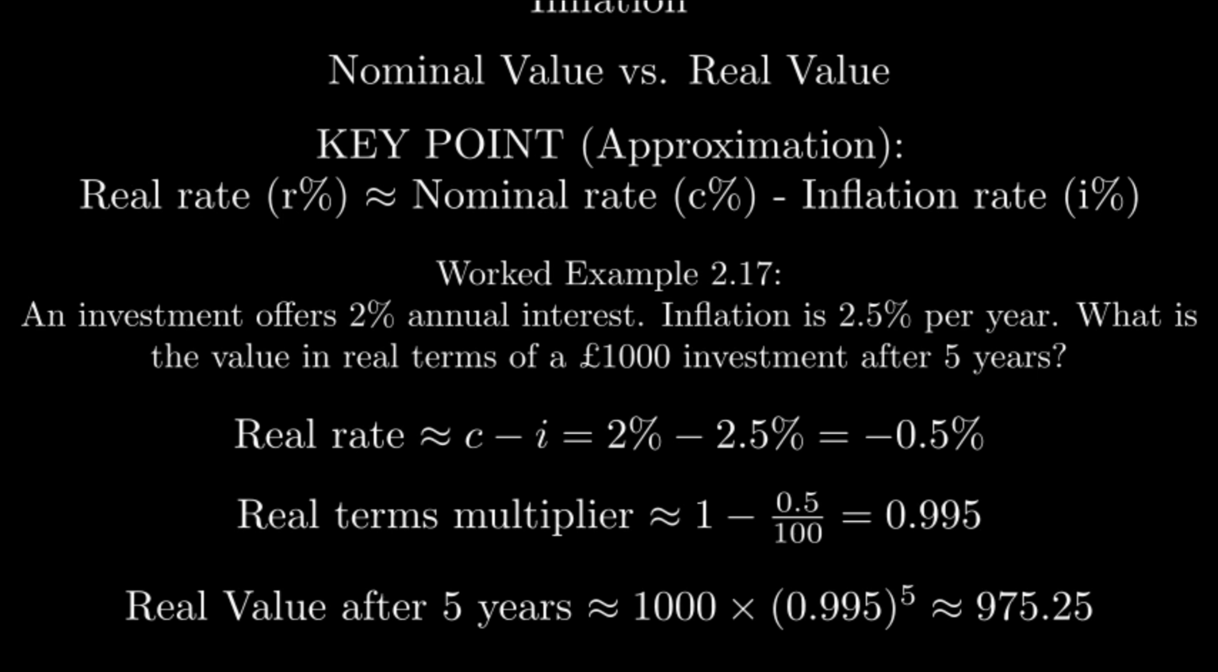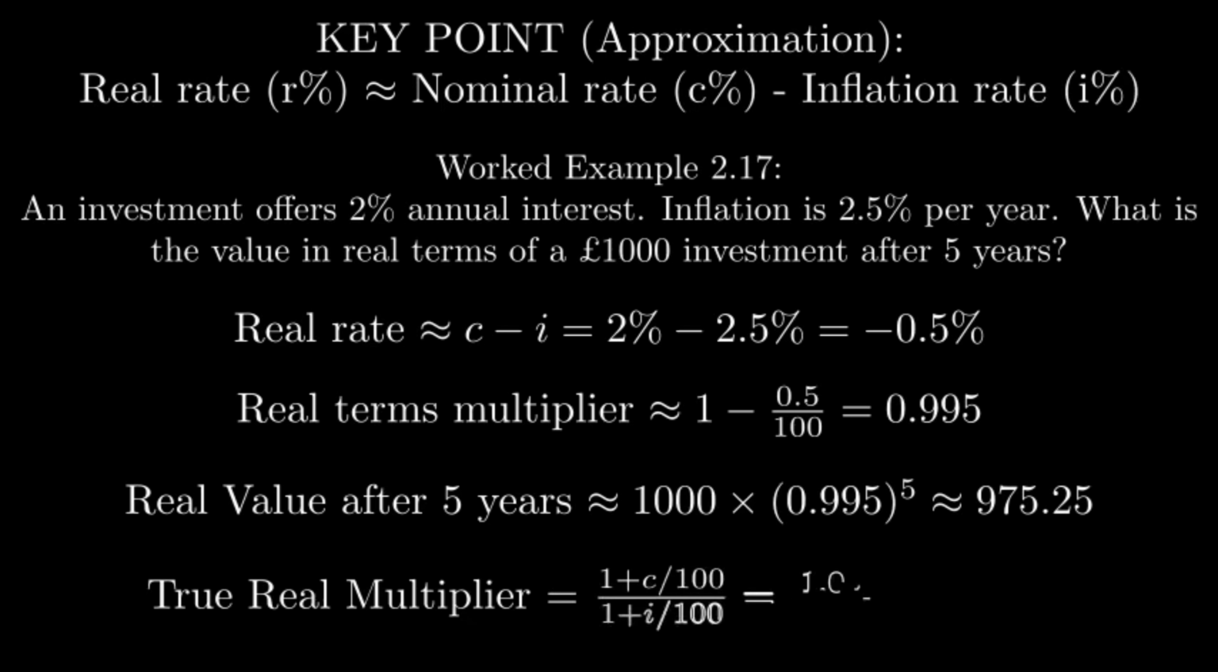So after 5 years, while the bank account might show more than £1,000, the purchasing power of that money is equivalent to only about £975 today. It's worth noting that this formula, R equals C minus I, is a very good approximation for small percentages. The true method involves dividing the nominal multiplier by the inflation multiplier. The true real multiplier would be 1.02 divided by 1.025, which is about 0.99512. As you can see, it's very close to our approximation of 0.995, which is why the approximation is so useful.